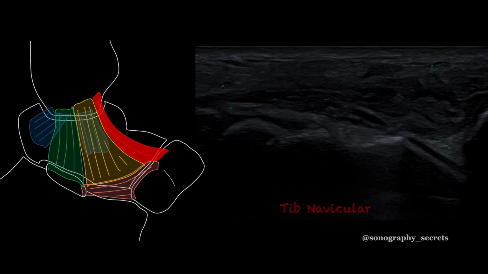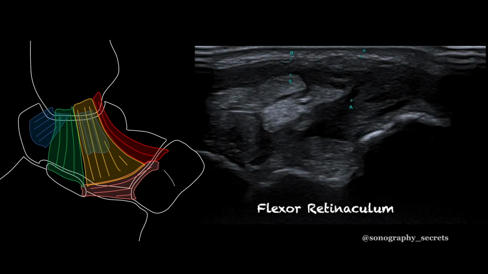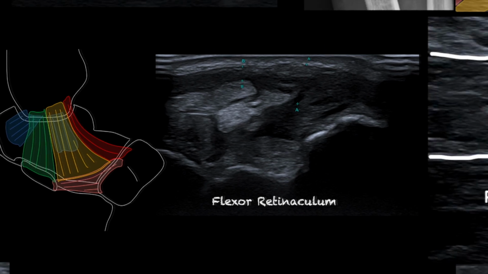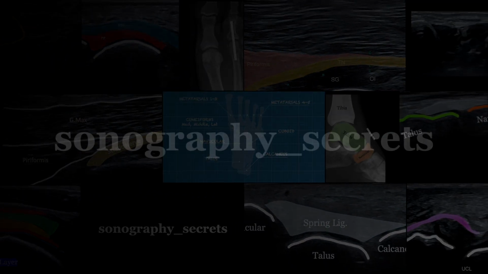There is also evidence of an injury to the flexor retinaculum, which is markedly thickened and hypoechoic, and is an important consideration in a deltoid ligament injury.